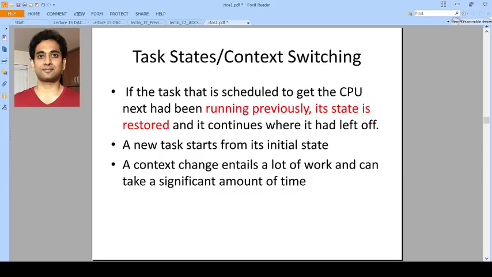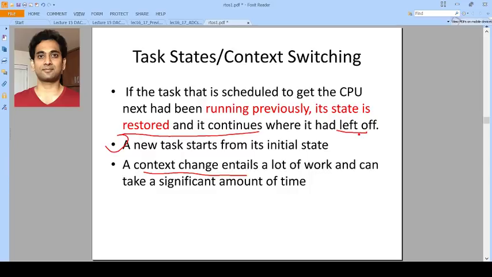So, there are new tasks and there are previously running tasks. Previously running tasks are restored from where they were left off, and new tasks start from their initial values. As you can see here, a context switch entails a lot of work and a lot of housekeeping. This takes a lot of time, but it is handled by the operating system.